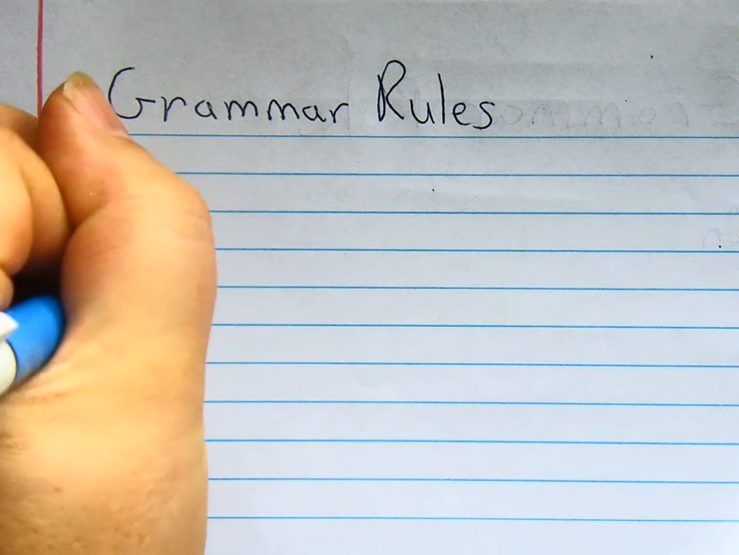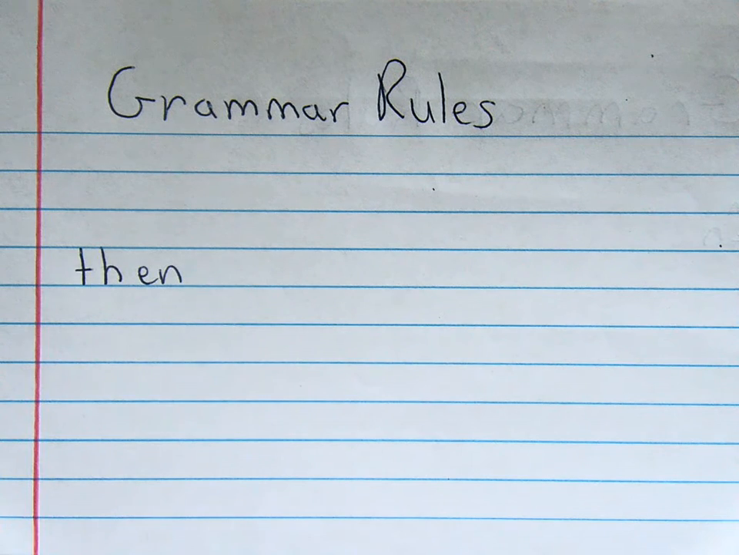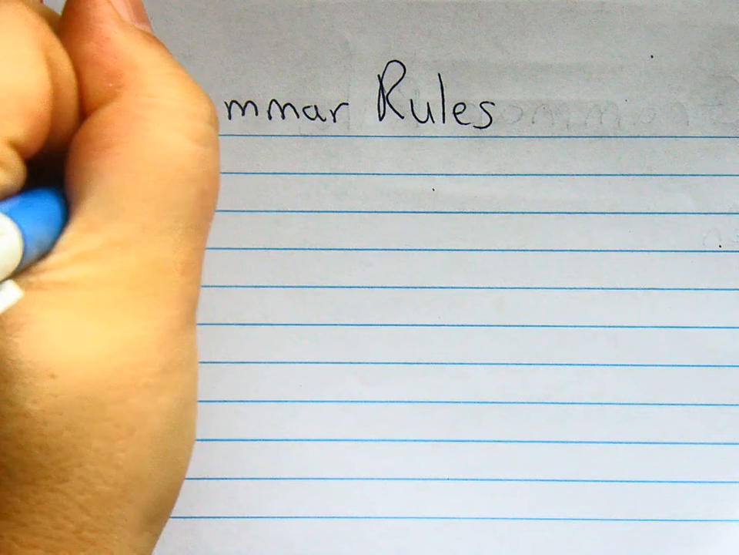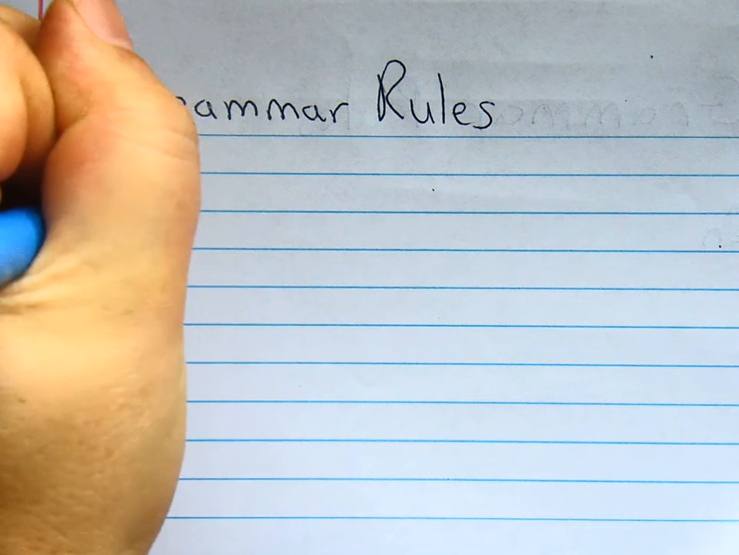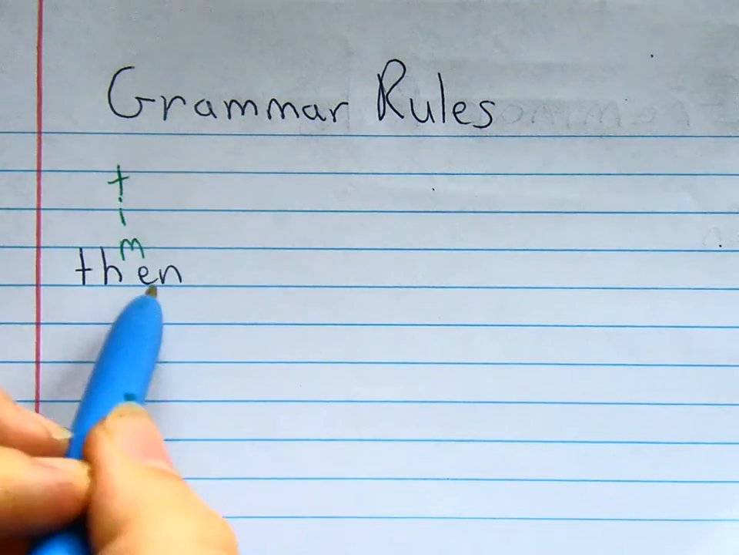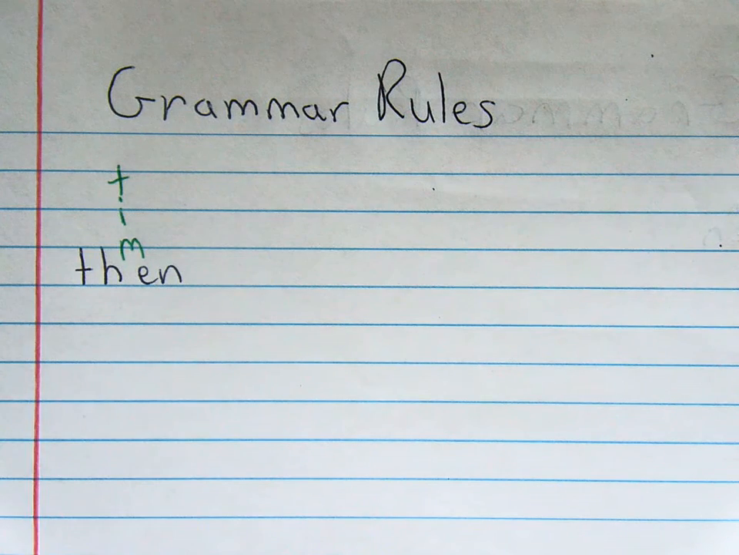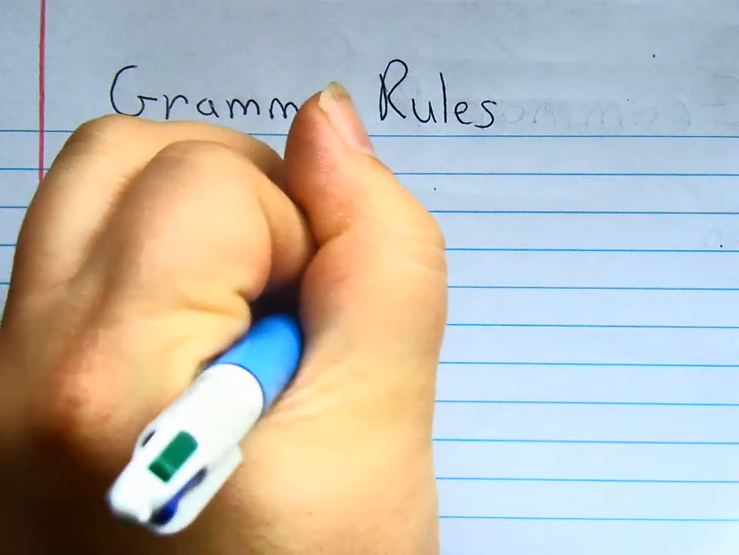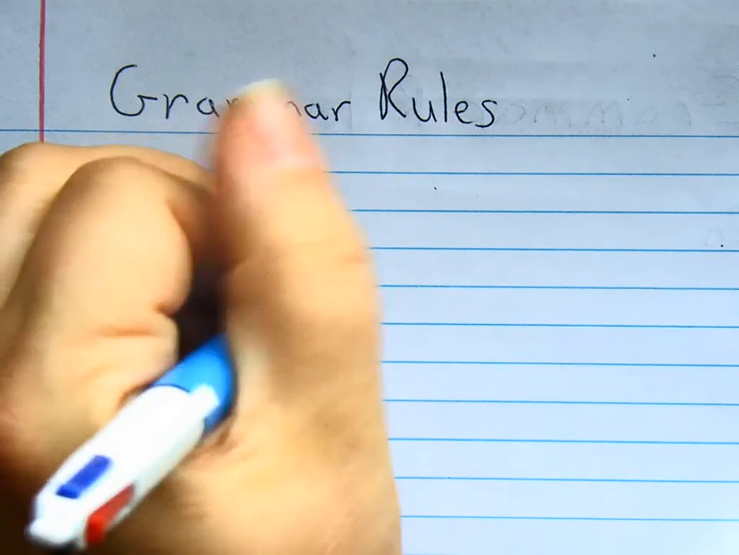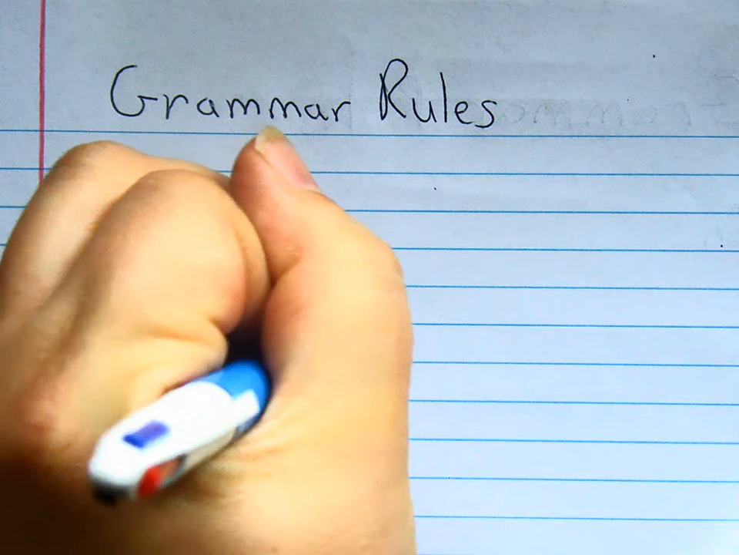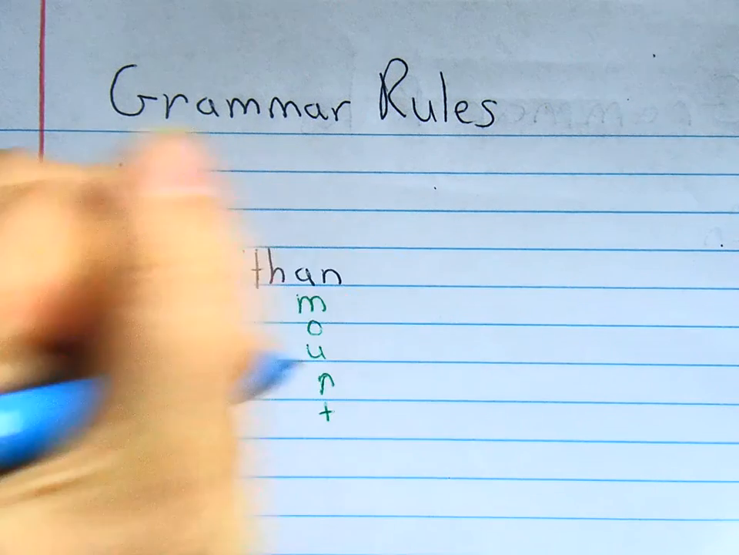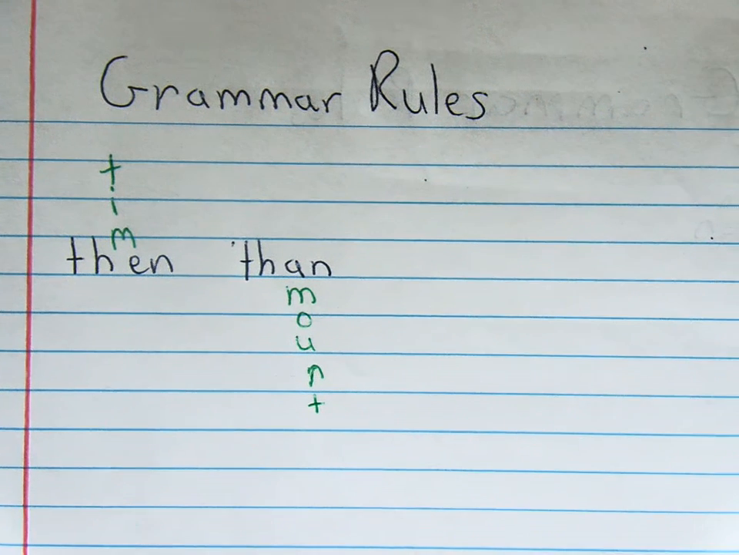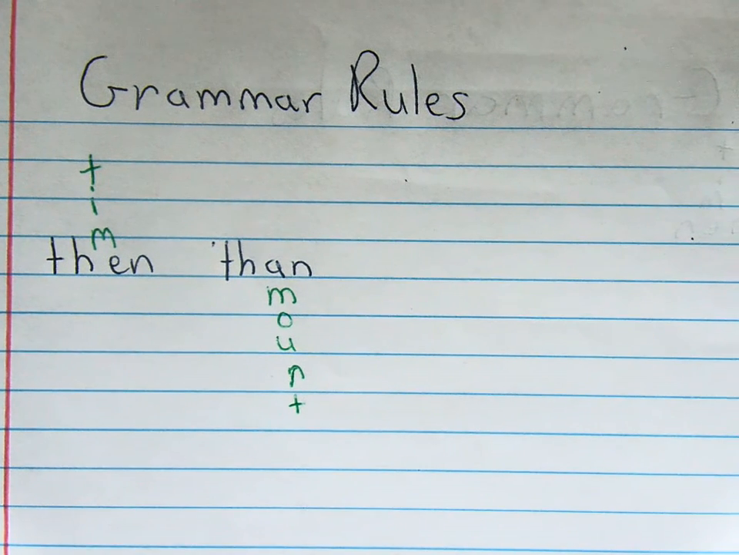If you have a then, a little trick to remember it is that within every then there is a time, and so the E in it is for time. Compare that to than. Than is in reference to an amount. So if you ever get stuck on then or than, think about whether you're dealing with time or an amount.